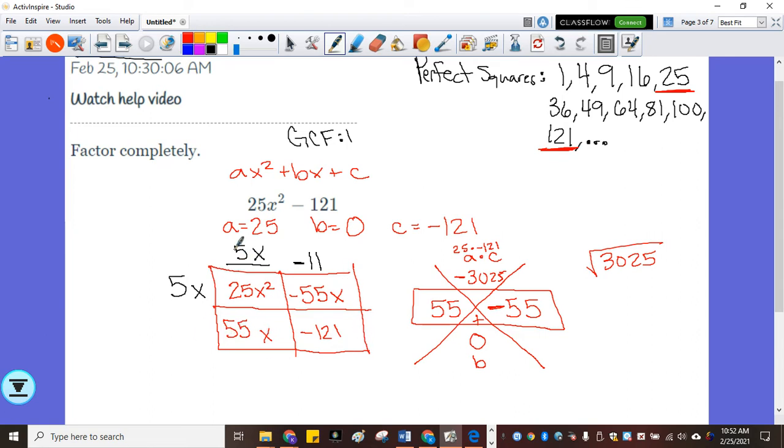Now 55x divided by 5. Again, 11. Are we trying to get negative? No, so it'll be positive. And if you want to check, you can go back. 11 times 5 is 55, and there's the x that goes with it. And then I always like checking the last one. 11 times negative 11 is negative 121. And if you don't trust me, put that in the calculator.